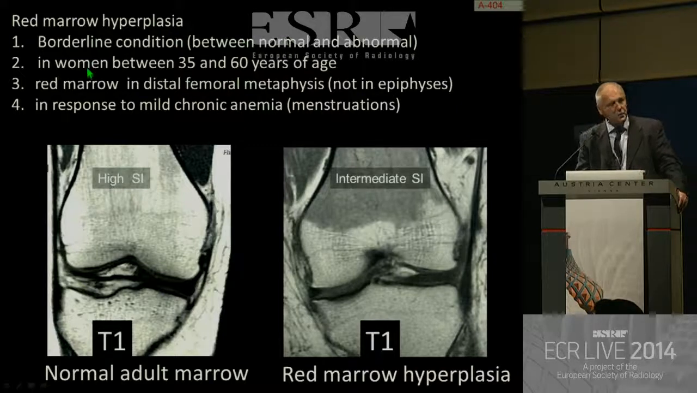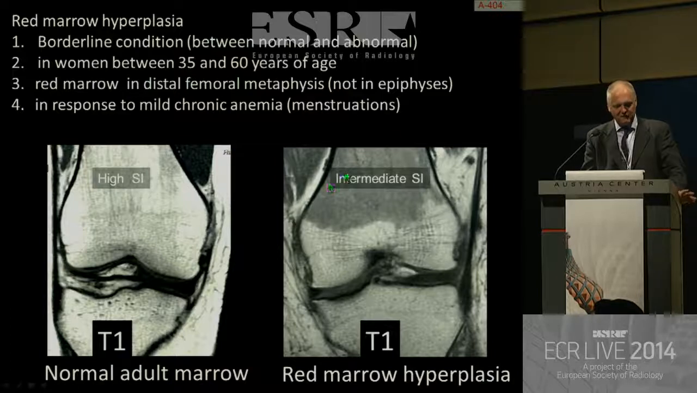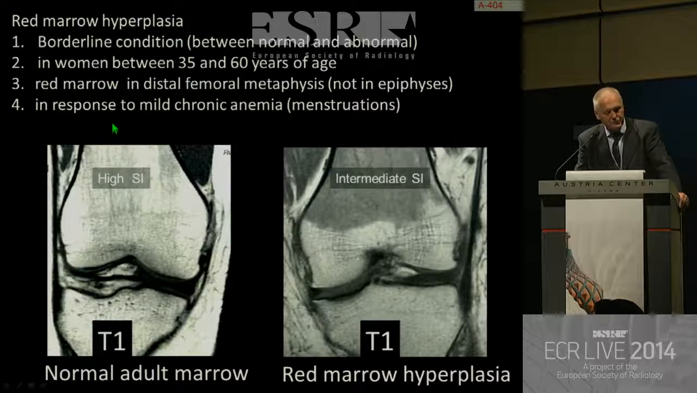Now, in that condition, which is quite frequent, it's neither normal or abnormal. It occurs in women between the age of 35 to 60, and there is a significant amount of red marrow with a decrease in signal intensity in the distal metaphysis, not in the epiphysis. And this probably occurs in response to mild chronic anemia. Remember the normal value of hemoglobin in women and in men. It's different. Women do have a lower hemoglobin level, probably due to menstruation. Therefore, their red marrow is more active, and it tends to expand in the body to respond to the chronic blood loss.